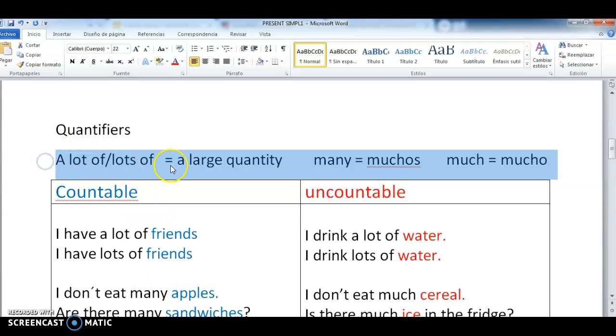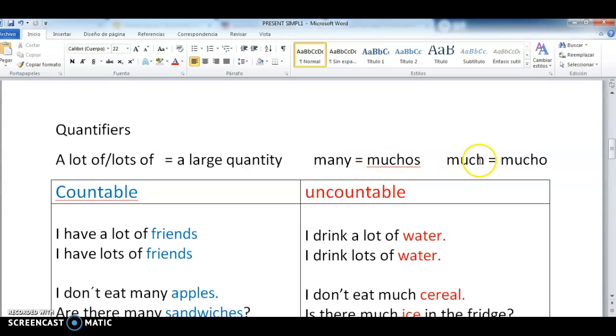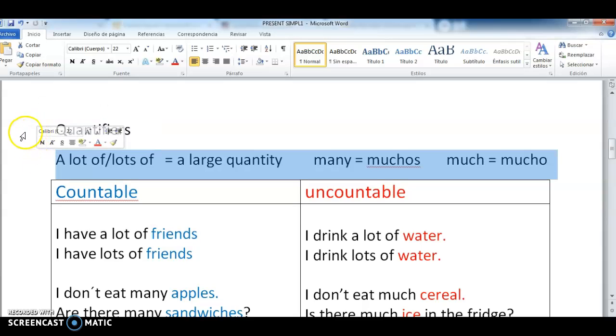We have more information about this topic. Remember, a lot of is the same as a large quantity, many, muchos, and much, mucho. We're going to use much only in negative sentences and in questions, okay? So, if the noun is countable, the quantifier, these are all the quantifiers that we're talking about. Don't be confused by the word quantifier. They're words that help us quantify.